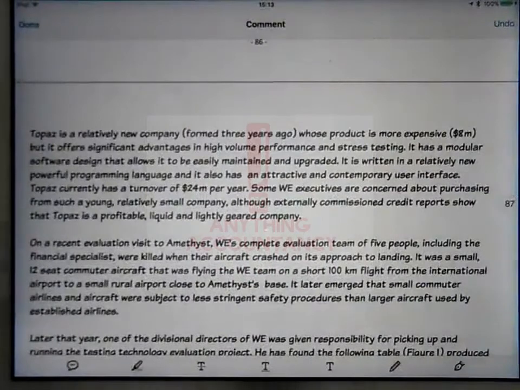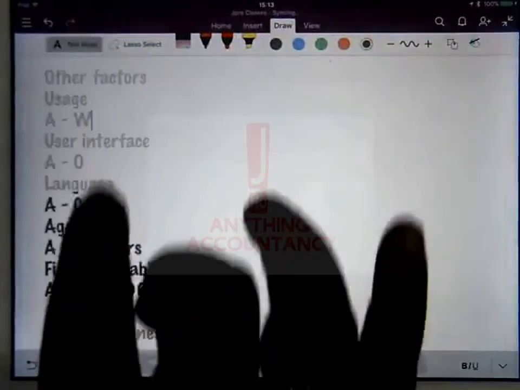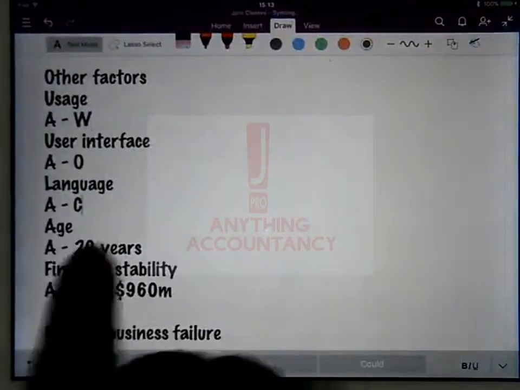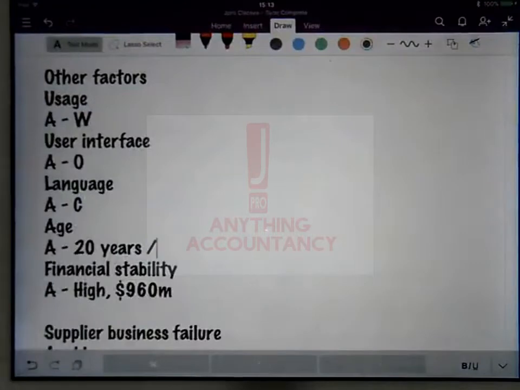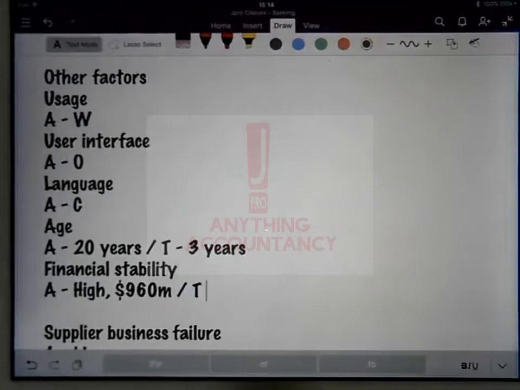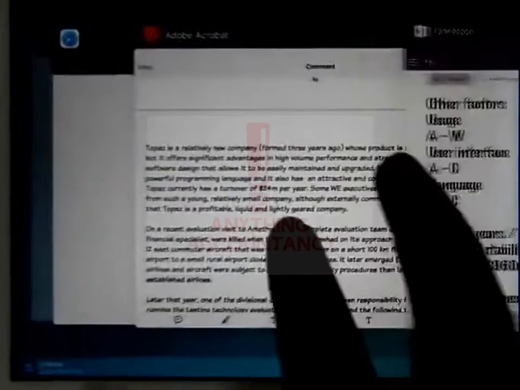Topaz is a relatively new company, formed 3 years ago. Now you can see where you're going to go back. Age. What's my age? T is... Does it make sense? Do you have T's financial stability? Read the whole thing, see if you can pick it up now. Cannot? What do you get?